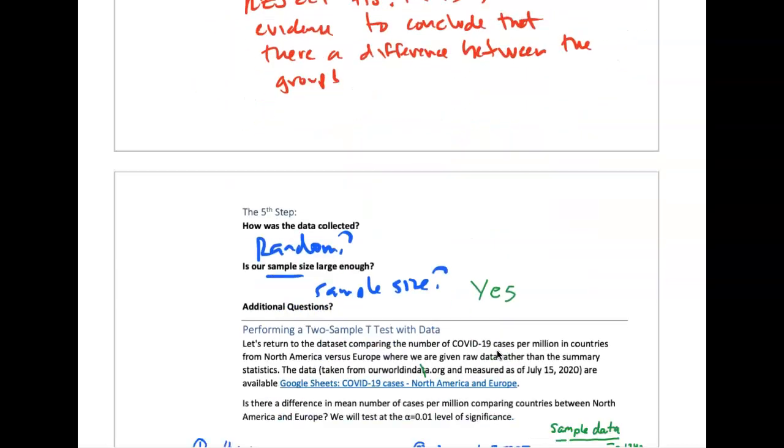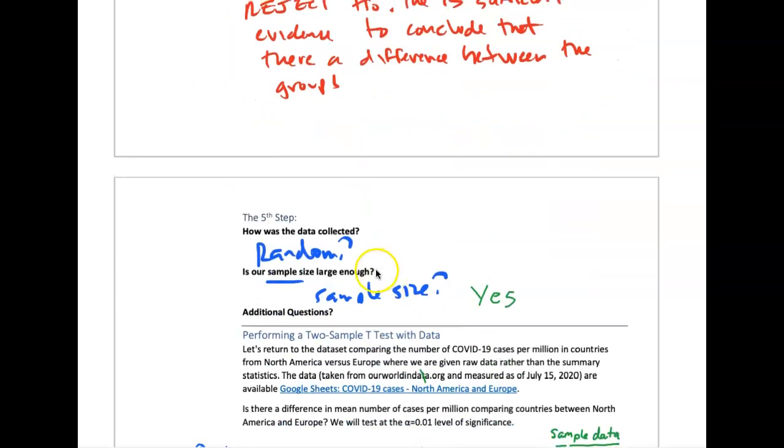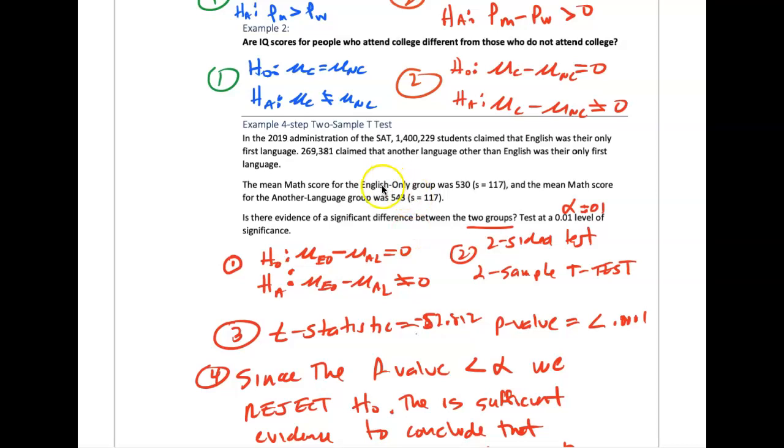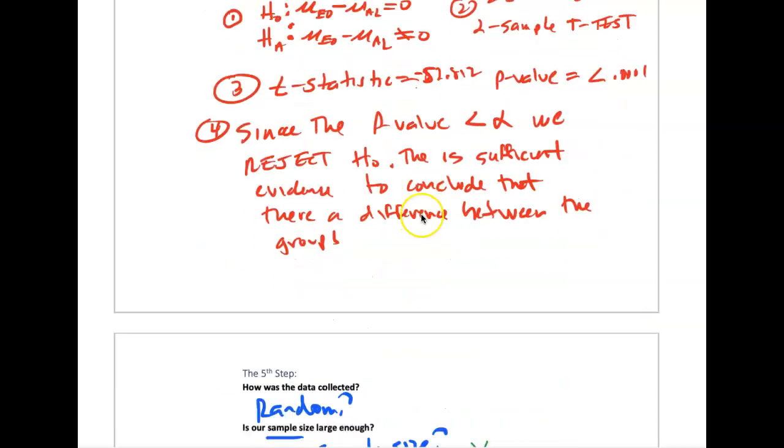We would have to do a fifth step in this case. Was it random? We don't know. It doesn't say anything about being random. Again, it's just a problem situation.